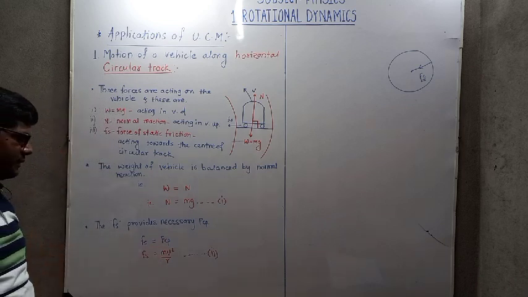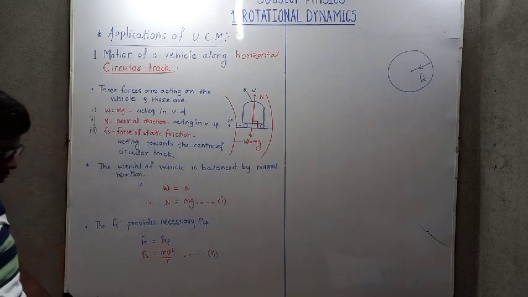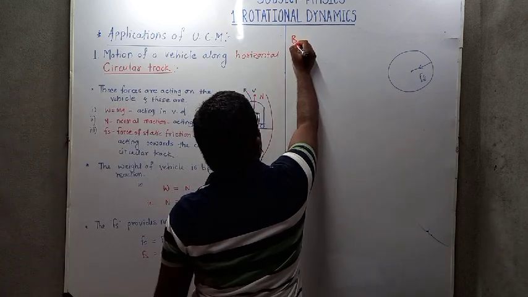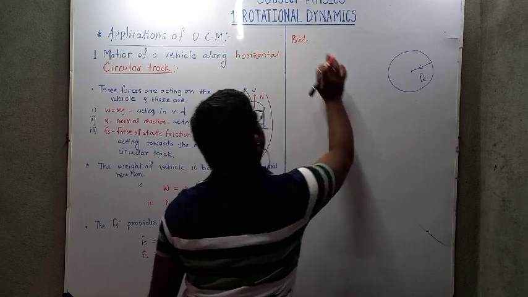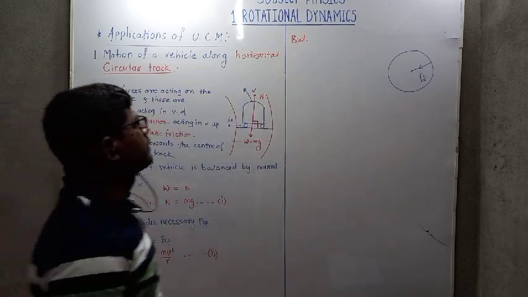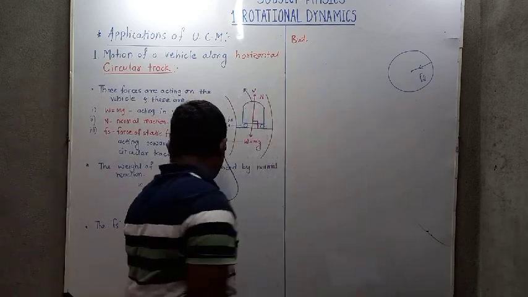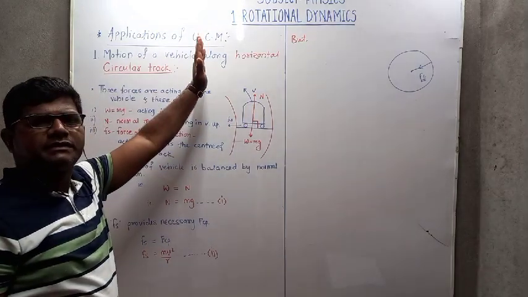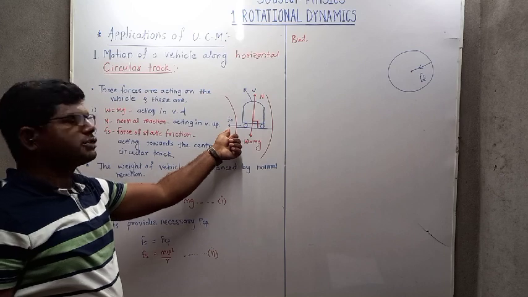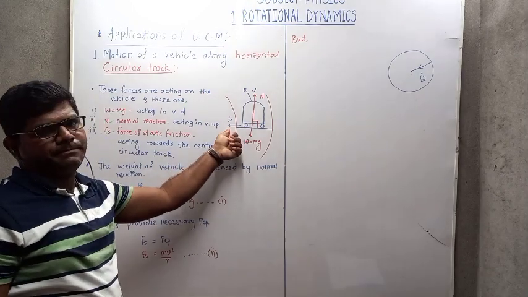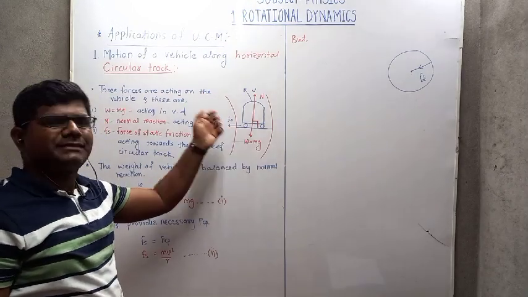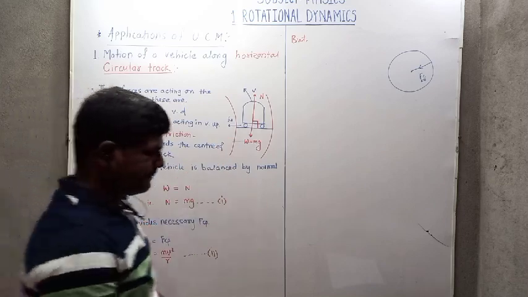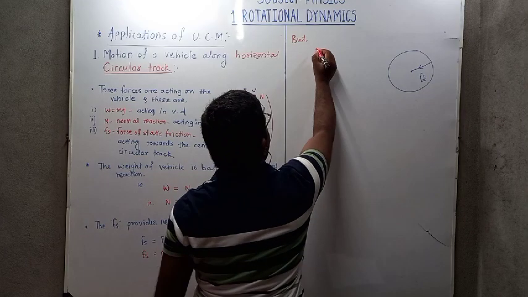Fs is equal to mv square upon r. But we know that in 11th standard we studied that as the velocity of the vehicle increases, the force of static friction also increases. That means as v increases, Fs also increases.